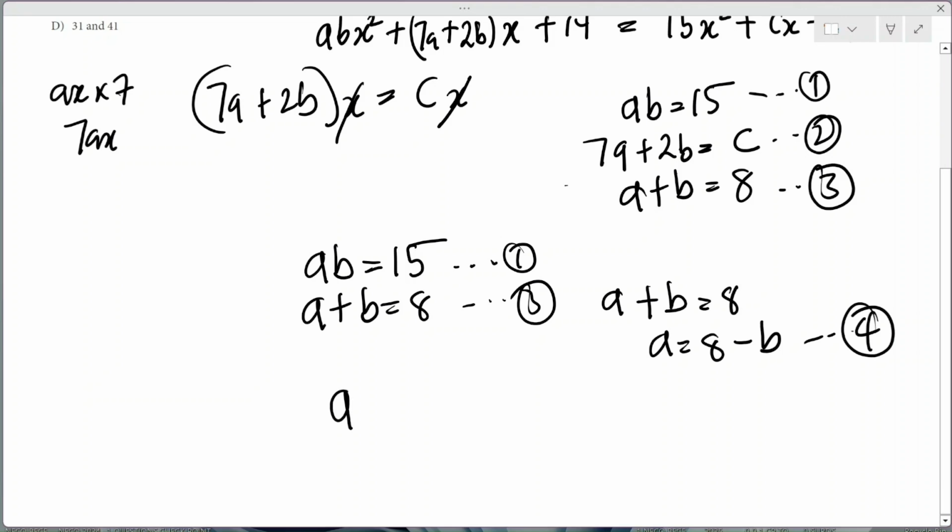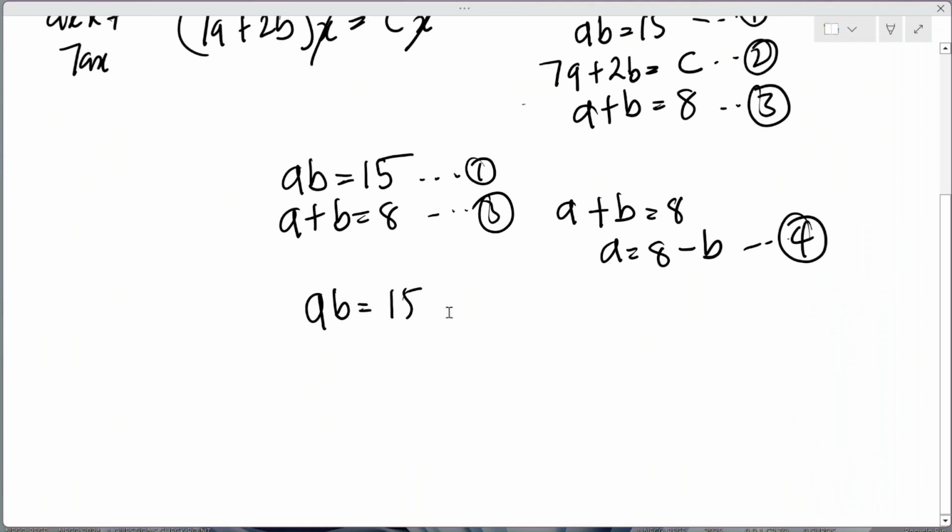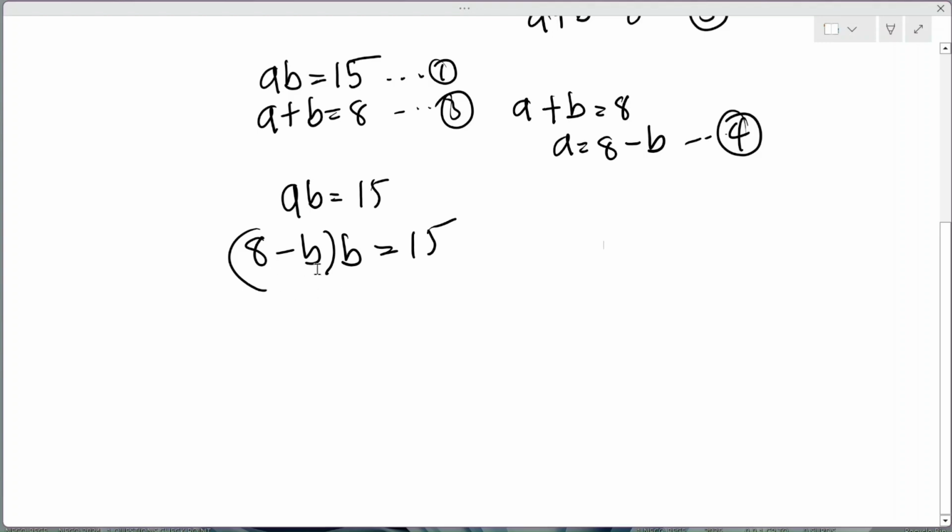So we have equation 1 as AB equals 15, substituting equation 4 into equation 1. And you know, in equation 4, A is the same thing as 8 minus B. So we change A to 8 minus B. So you have 8 minus B, that's your A, times B, that is this B multiplying the A, equals 15. This B affects both this 8 and this minus B. So B times 8 is 8B, then plus B times minus B. No, this B is positive. Plus times minus is minus. B times B is B squared, equals 15.